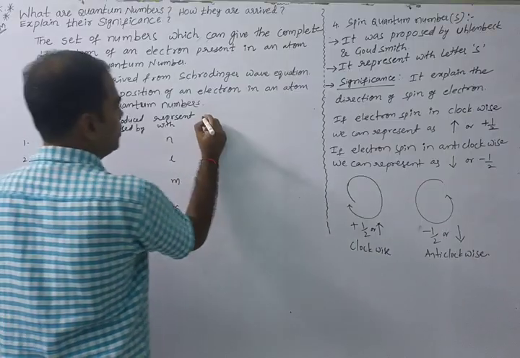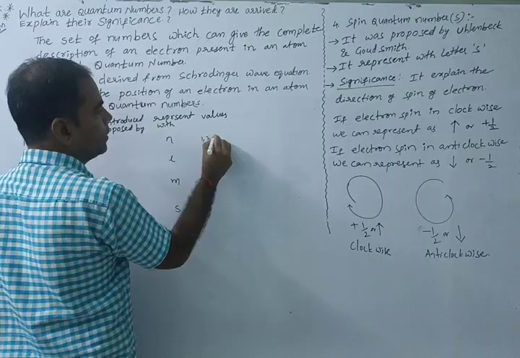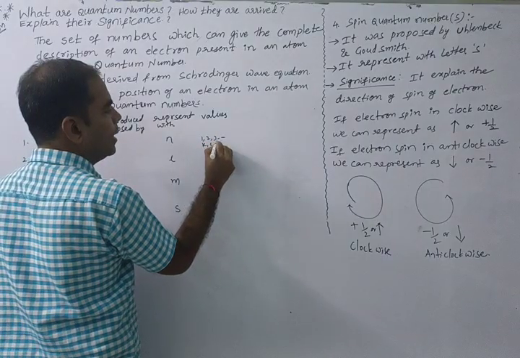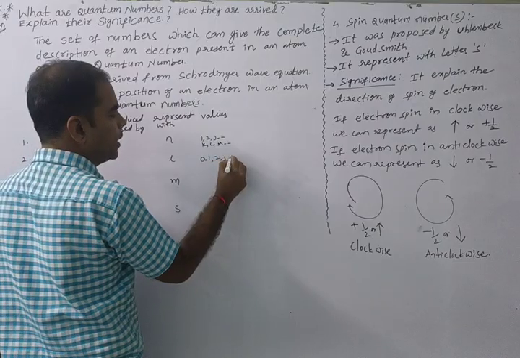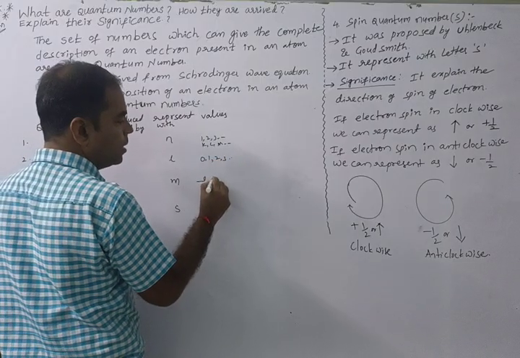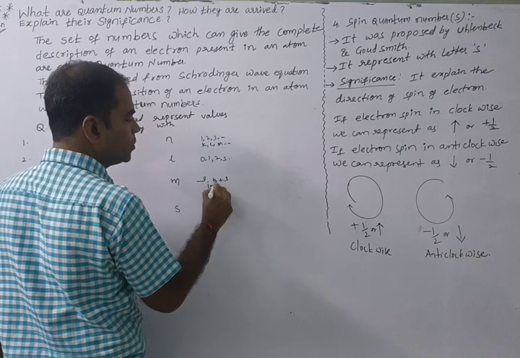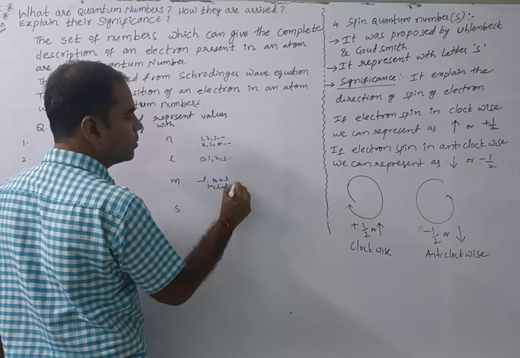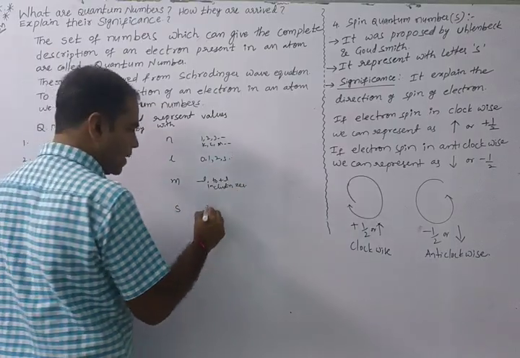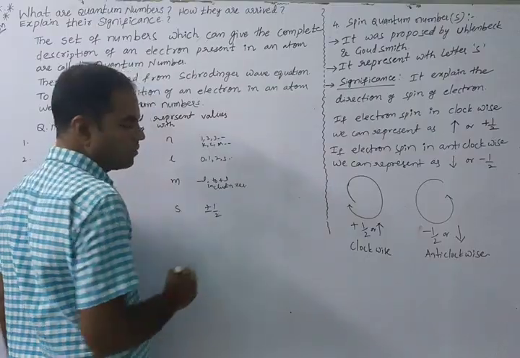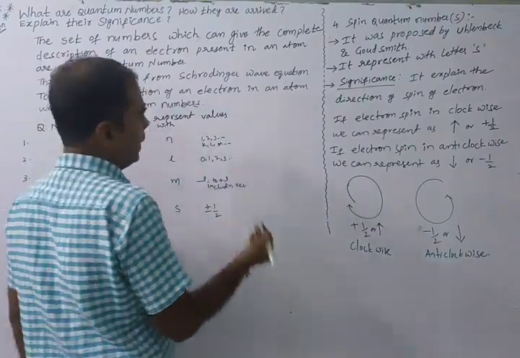Okay, and the values. N values 1, 2, 3 are K, L, M, and so on. L values 0, 1, 2, 3, and so on. M values minus L to plus L, including 0. The S value, spin quantum number, is plus half or minus half, clockwise and anti-clockwise.